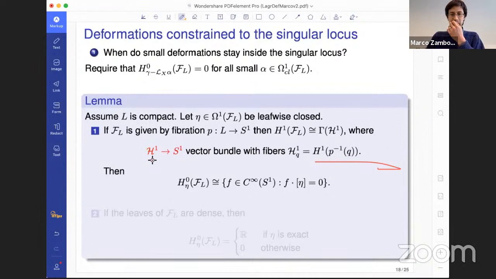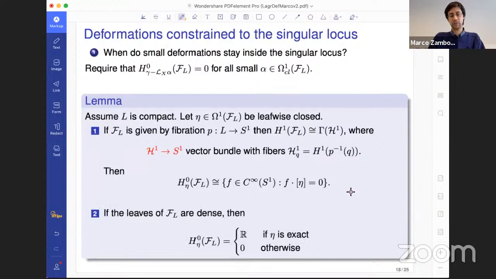And so the foliated class of eta is really a section of this vector bundle. And so this is saying that at points of S1 where this section of eta does not vanish, an element in the zeroth cohomology must necessarily vanish. Like if eta is non-zero, then F necessarily has to be zero. And at points where eta is zero, F has more freedom to be whatever it wants. And then there is something similar for the case of dense leaves. But I will mainly focus on the first case.